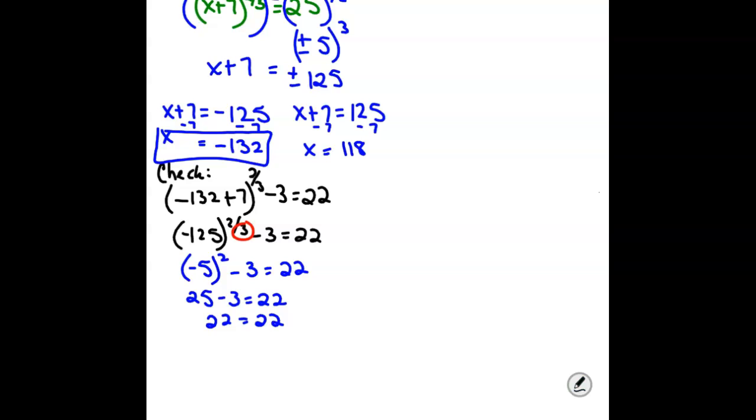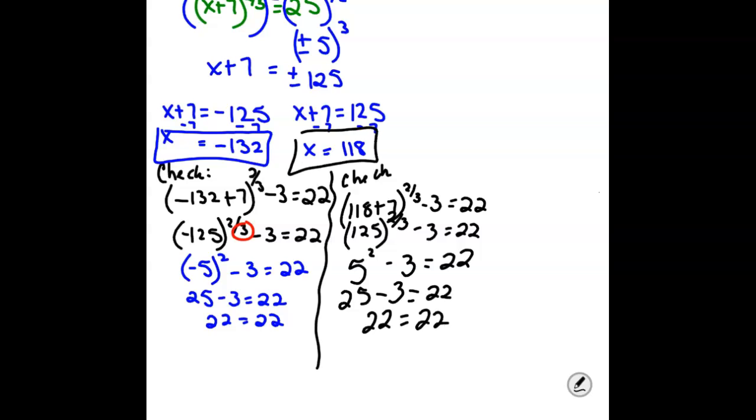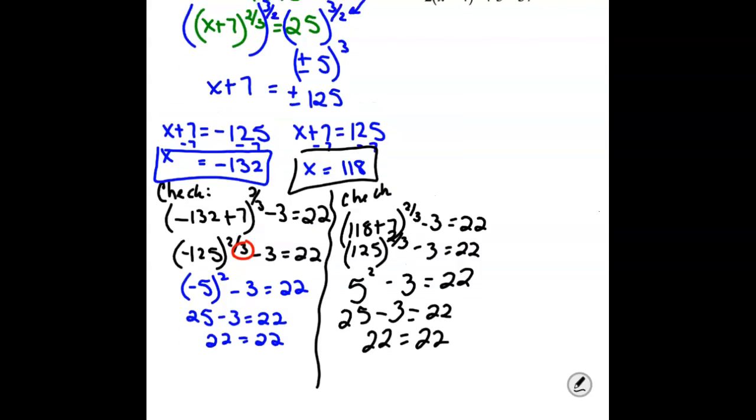All right, checking the second one. We had a value of 118 for x. So 118 plus 7 to the 2/3 minus 3 is supposed to equal 22. Adding the 7, we get 125. Cube rooting 125, we have 5. Squaring that 5 gets us 25. So again, this one is working out fine. So we have two answers, negative 132 and positive 118.